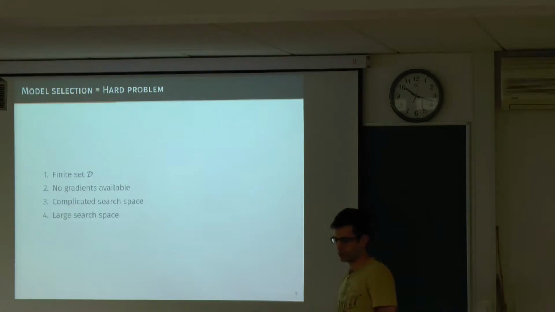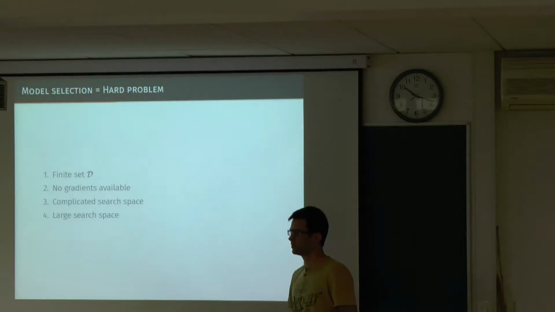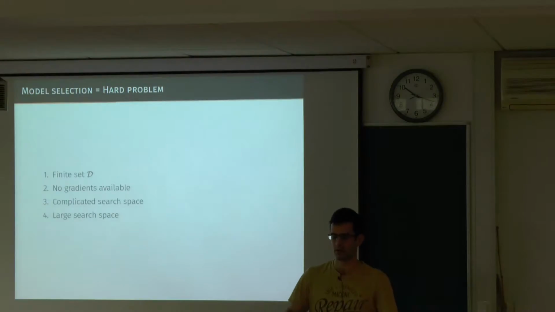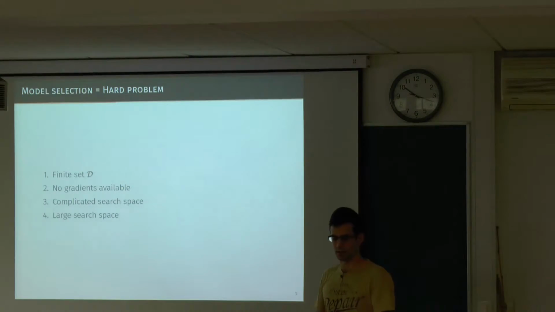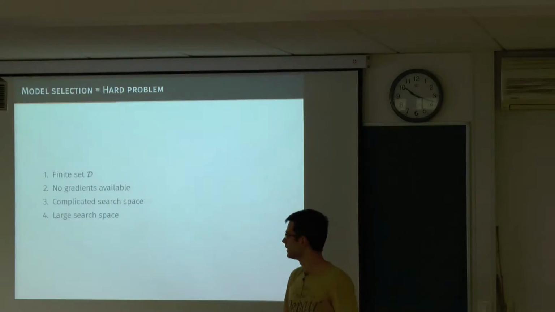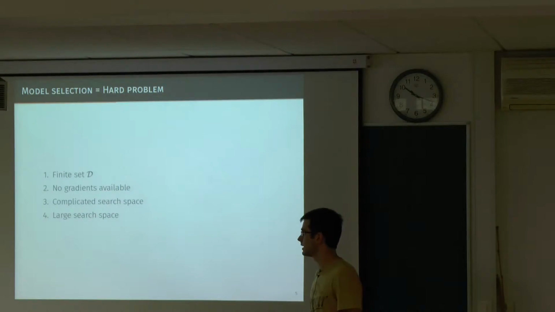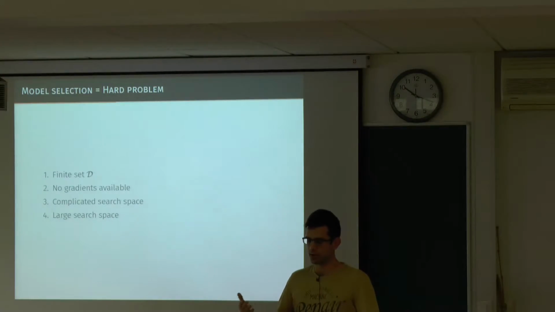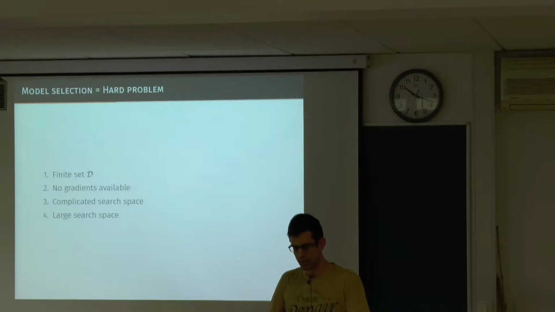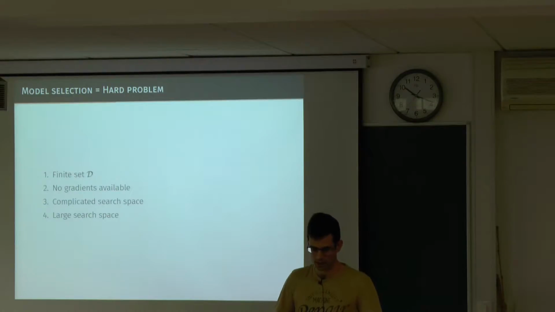So a model selection is a hard problem. Why? Because you try to do a minimization over infinite sequence of x's, which you don't have the access to, at least usually. You only have a finite set of instances, D, and you would like your algorithm to generalize well also to the unknown, previously unseen x's.